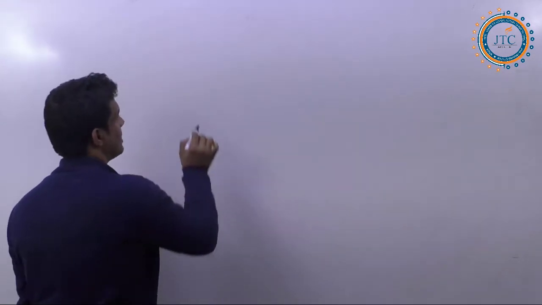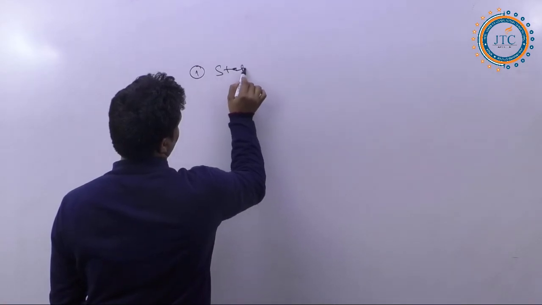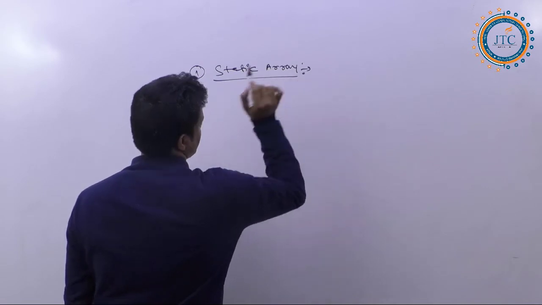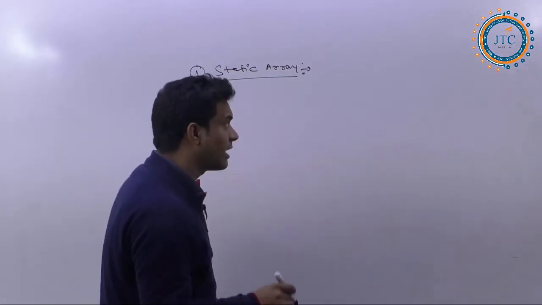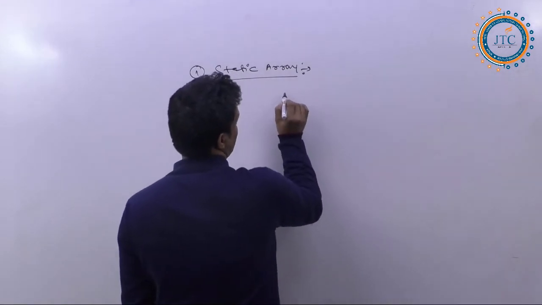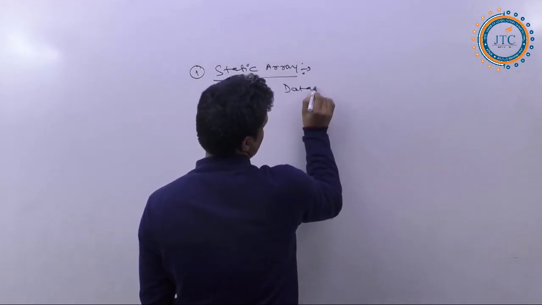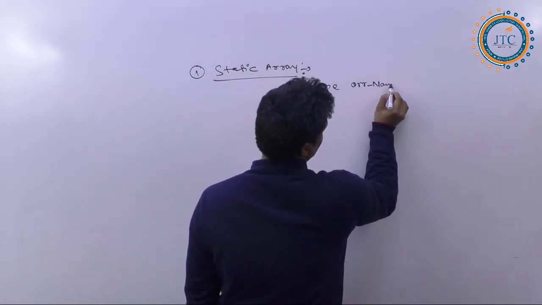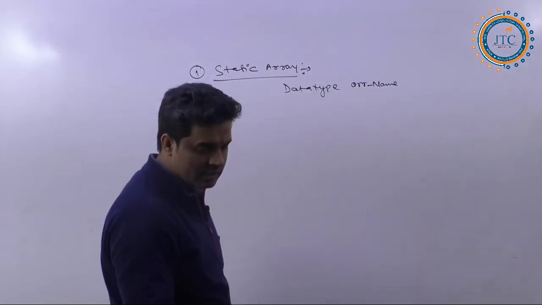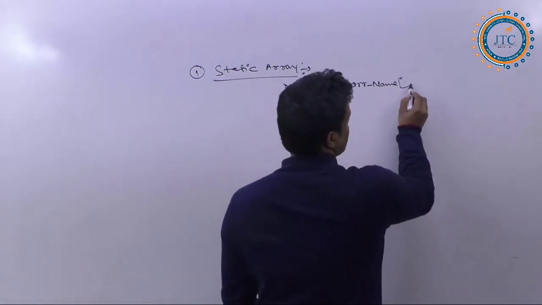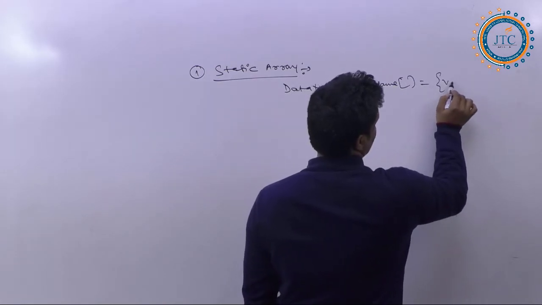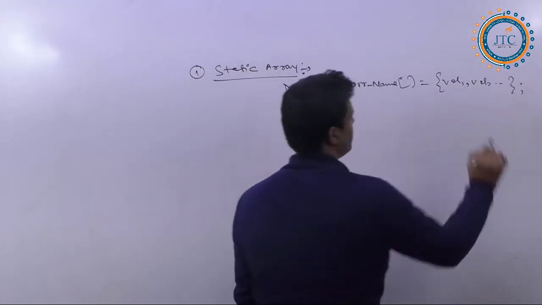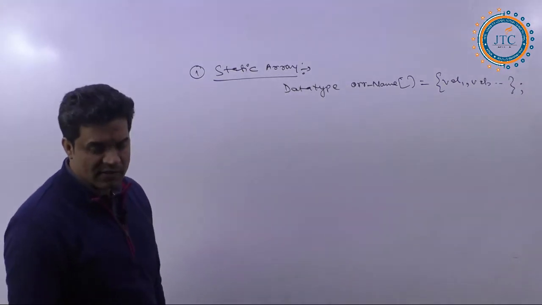The first one, as I'm saying, is the static array. The representation of this static array is the data type, then the array name. Associated with this, we can assign some values, value 1, value 2, like that, inside this. That was the concept of static array here.